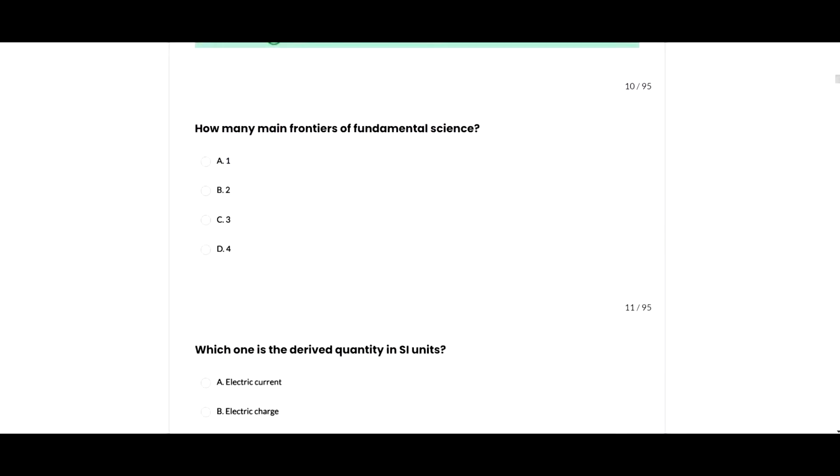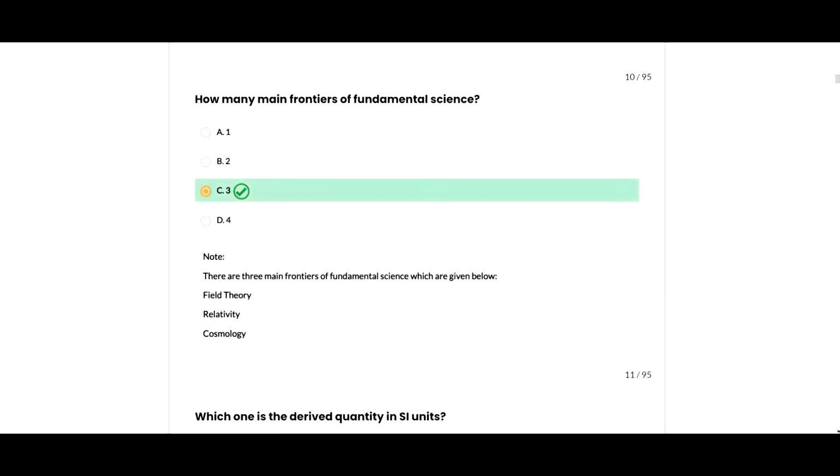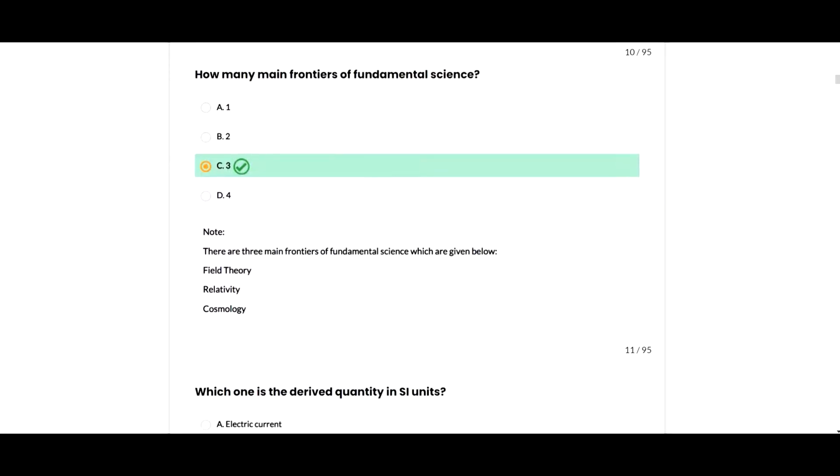The next MCQ is here. How many frontiers of fundamental science? 1, 2, 3, 4. So here the correct option is given here. C option is correct. There are 3 main frontiers of fundamental science which are given below: field theory, relativity and cosmology. So here C option is correct.